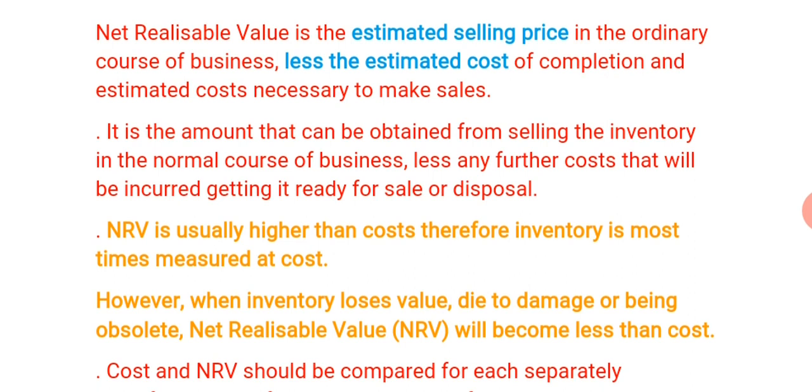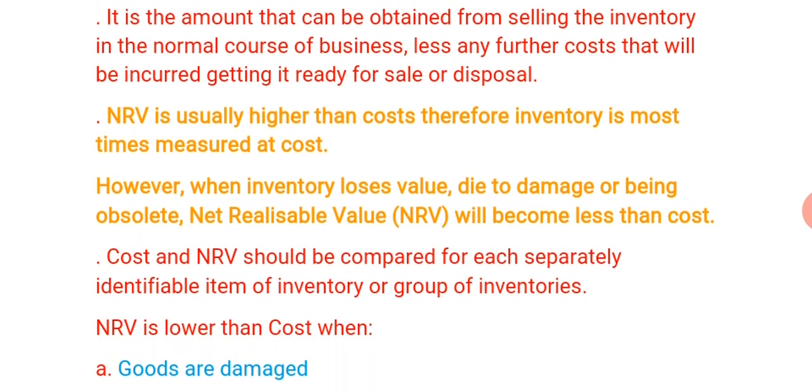So, or obsolete, then net realizable value will become less than cost. So I've given an example, and it says cost and net realizable value should be compared for each separately identifiable item of inventory or group of inventories. So if you're selling shirts, shoes, bags, you don't just calculate it for the general shirts, shoes, and bags together, put everything together. You do for shirts, you do for shoes, you do for bags, then you get the lower of NRV and cost for each one of them.